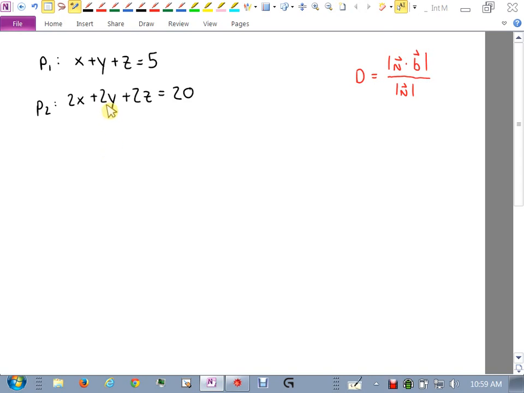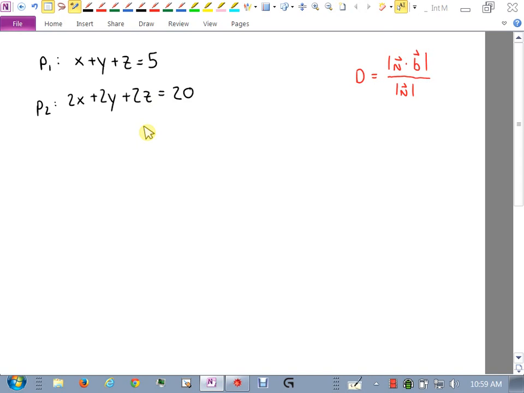That's true, but what's the normal vector of this plane? 1, 1, 1. What's the normal vector of this plane? 2, 2, 2. So they're scalar multiples. So the normals point in the same direction, which means that the planes have to be parallel. So that's why it would work.